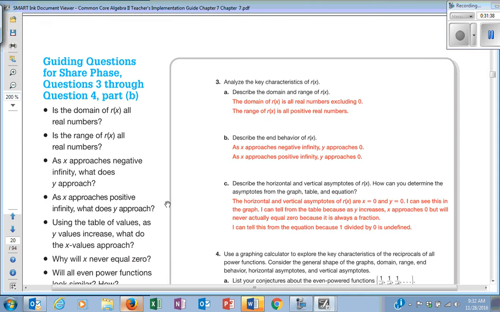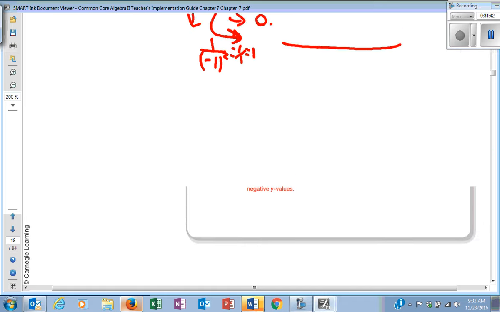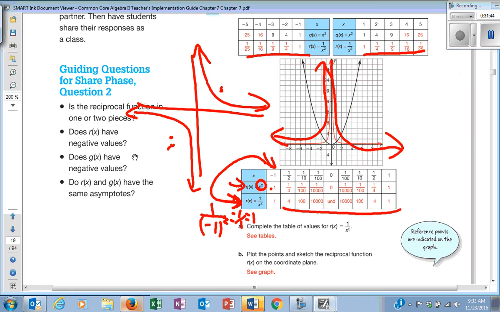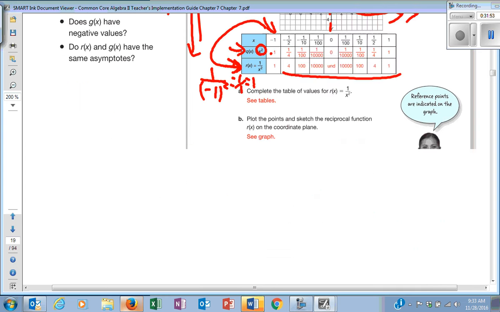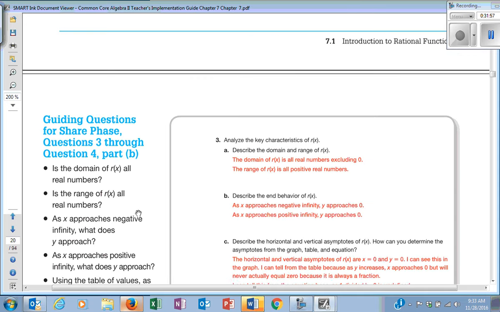Alright, describe the domain and range. Domain is, well, what can my x be? If I look at this thing right here, we're talking about these guys. Can this thing go left forever? Yes. Can it go right forever? Yes. There's only one problem. It's not allowed to be 0. So you'll see there in the domain that they say, it's everything except it can't be 0. Same thing for the y.